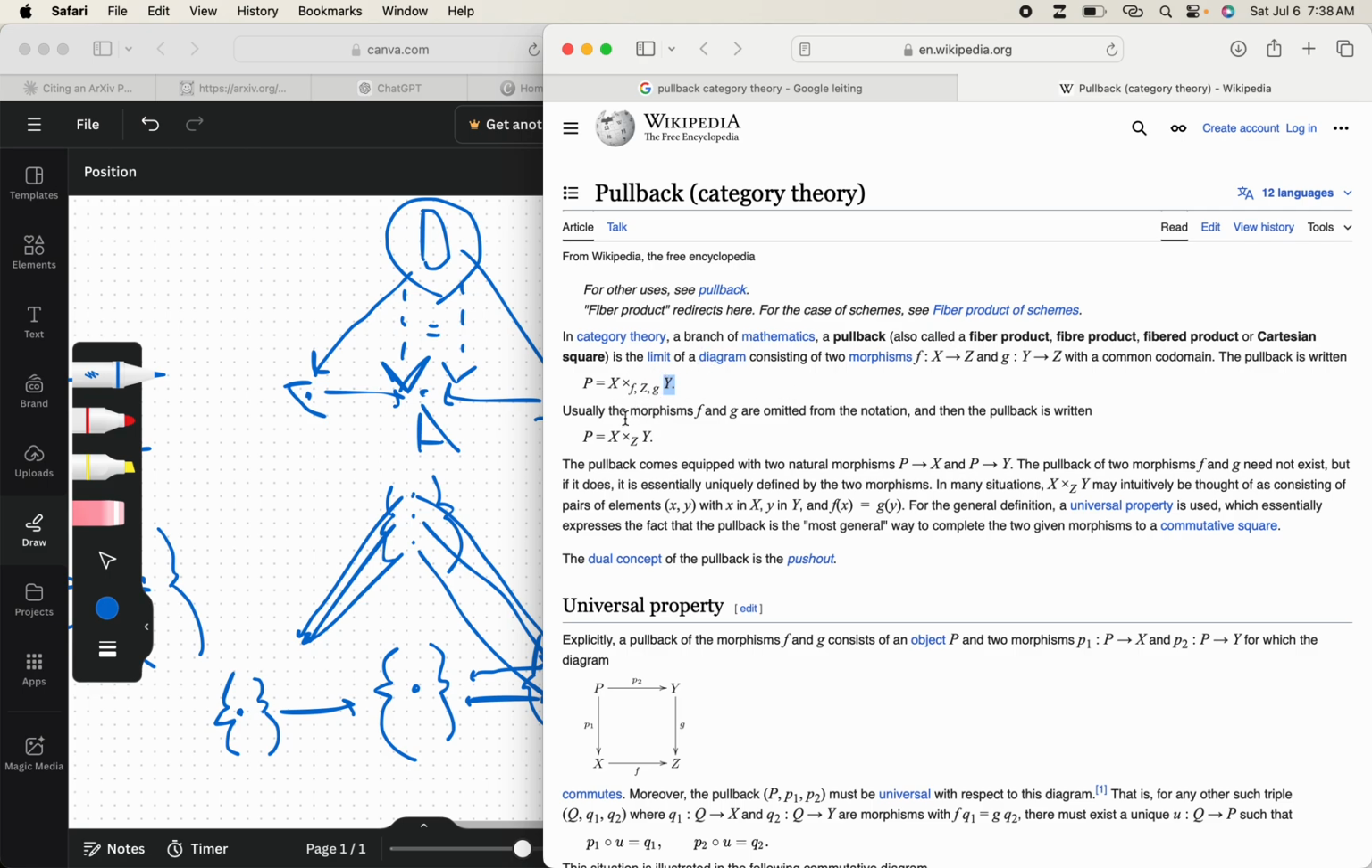I want to think more about that. Usually the morphisms F and G are omitted from the notation, and then the pullback is written X times subscript Z, Y. The pullback comes equipped with two natural morphisms. This is like natural transformations, natural isomorphisms that I still haven't really understood at all, but I know that I'm going to eventually and that I need to. P to X, P to Y.